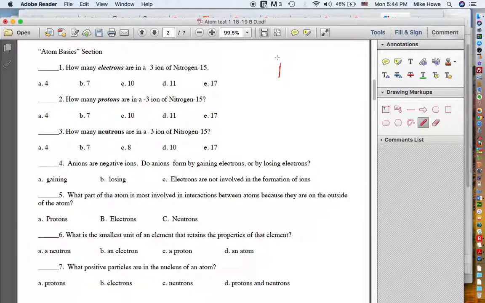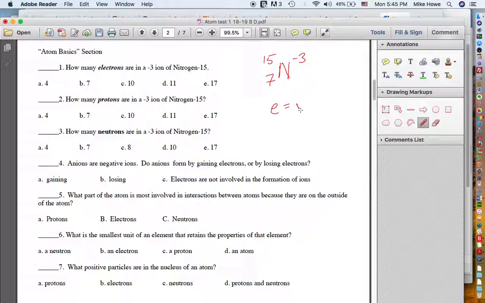So nitrogen, oops, lost my connection, there we go. So nitrogen has 7 protons. Here, let's get rid of, I made a couple of squiggles here. It has 7 protons, and this says it has a mass of 15. It has a -3 charge. So then maybe that'll help. Okay, the first question is how many electrons?